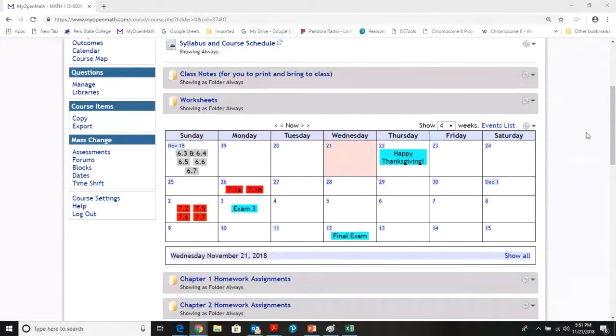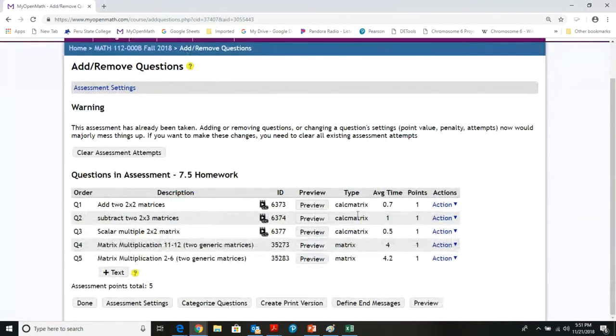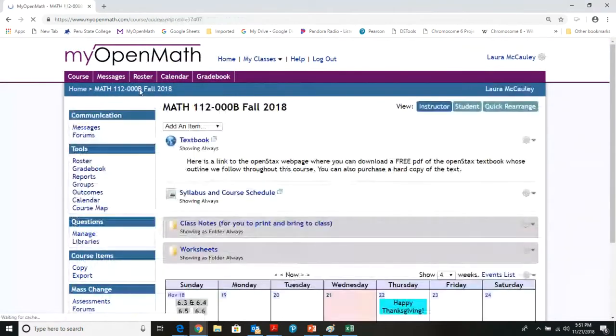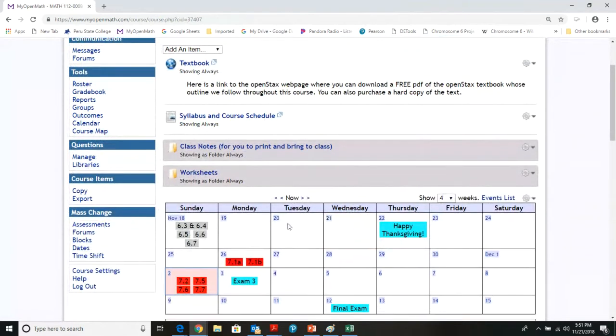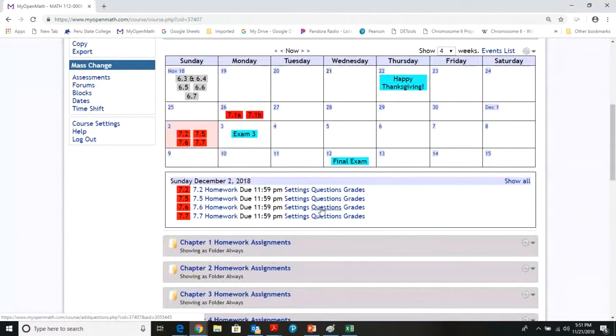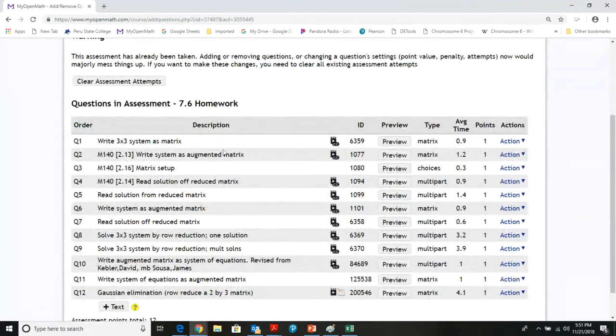All right, so we're going to look at 7.5 homework. And this is, oh, wait, no, we already did 7.5. Oh, sorry, 7.6 homework. All right, so in the 7.6 homework, we are writing systems as matrices.